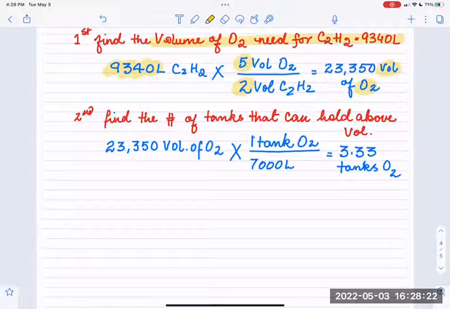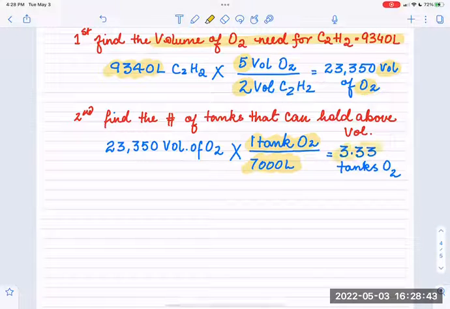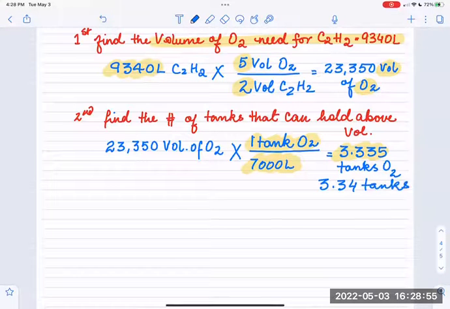So these 23,350 volumes of oxygen would fit into how many tanks? One tank can hold 7,000 liters. So we use this as a conversion factor: one tank is holding 7,000 liters. So 23,350 volumes can go in how many tanks? That comes out to be 3.335 and so forth. So this becomes 3.34 tanks. This is again given in the book as 3.34. Okay. All right, let's look at the next.